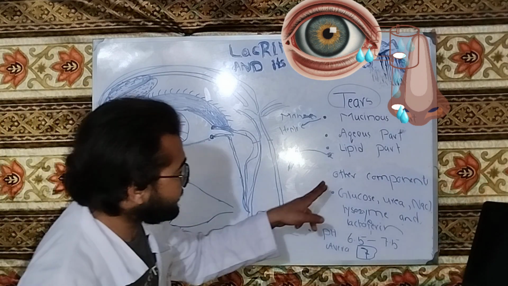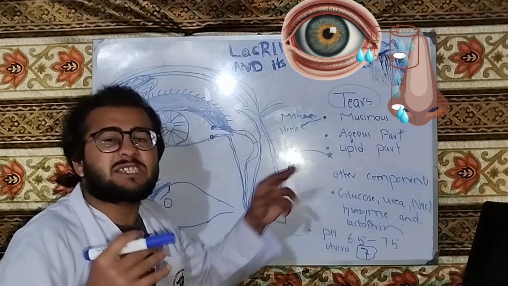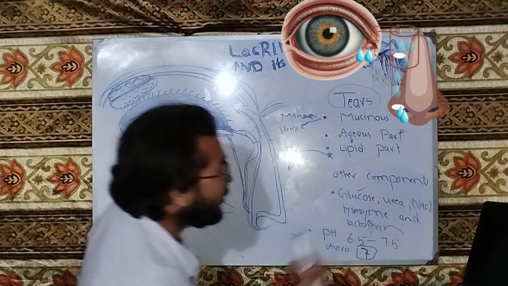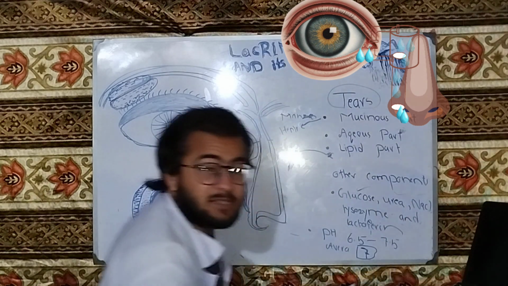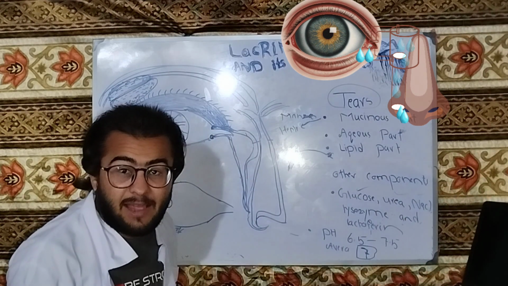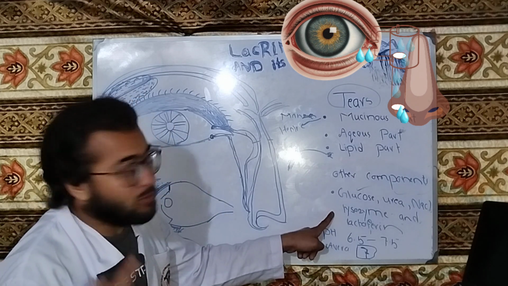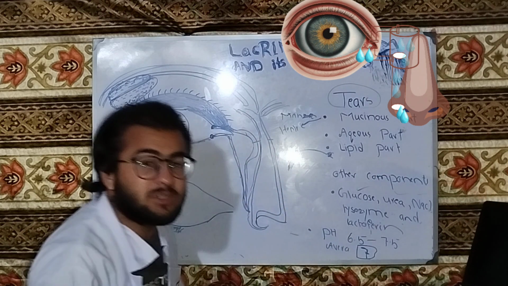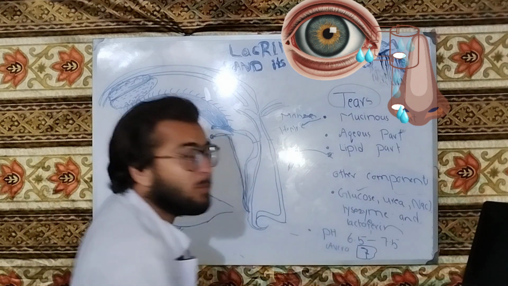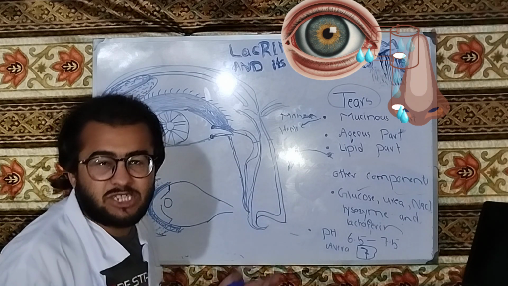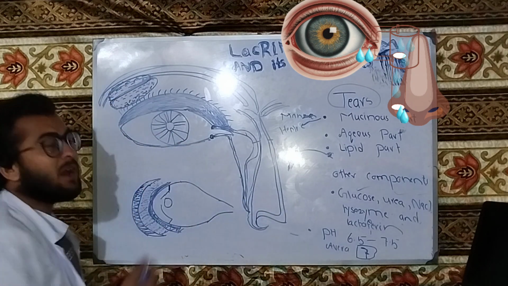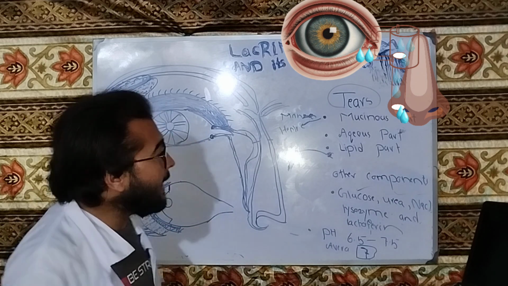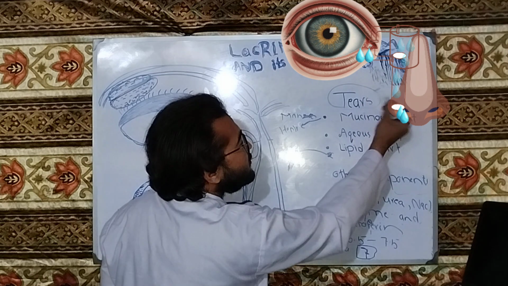Now we also have some other small components in the tears. We have glucose, urea, and sodium chloride salt. We have lysozyme, the enzyme. This enzyme is bactericidal, so it is present in the tears and acts as a bactericidal agent. And we also have lactoferrin. So these provide immunity, and glucose provides nutrition, etc. to the cornea, because the cornea is an avascular structure. So it needs to be nourished, and this nourishment is provided by the tears.